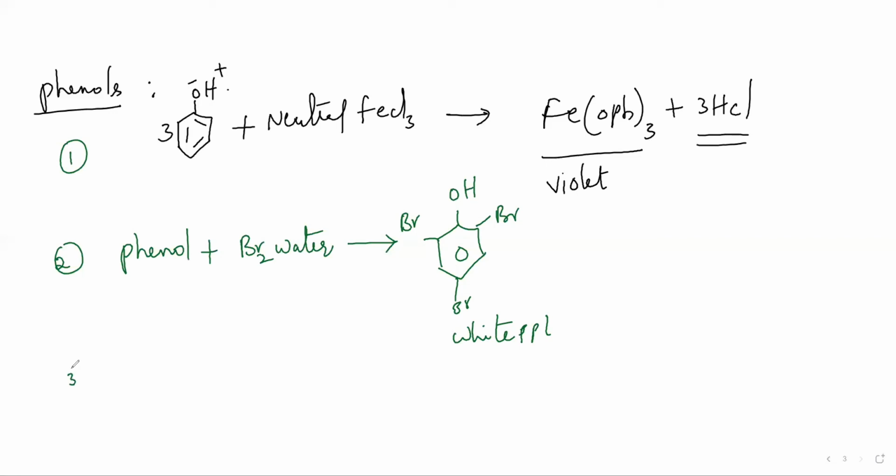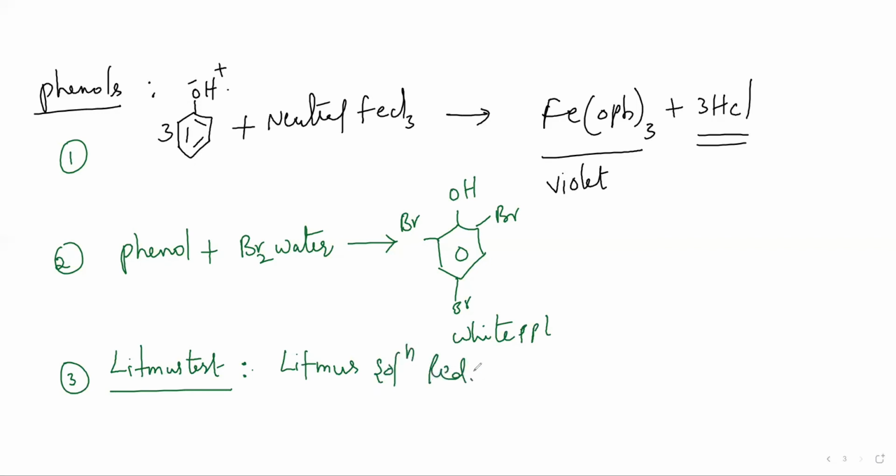Coming to the next one, the litmus test. The general one is, since phenol is acidic, it turns litmus solution red. So this is one more confirmatory test for phenol.